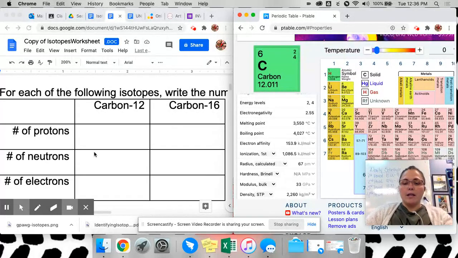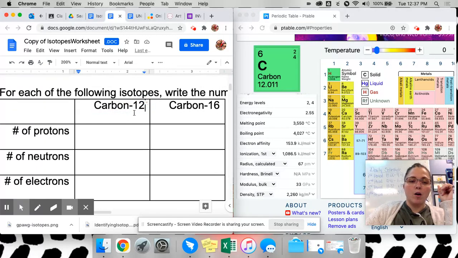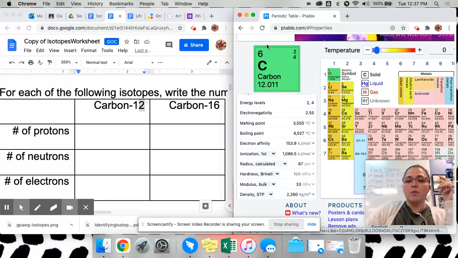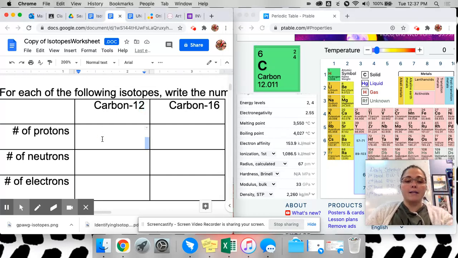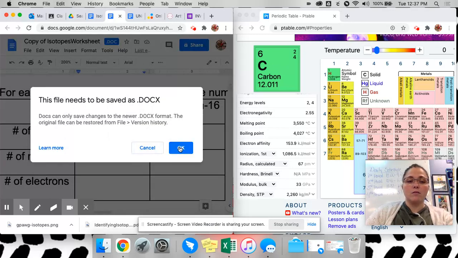When we're calculating protons, neutrons, and electrons for an isotope, we first need to look up that element because we need to know its atomic number. The name carbon-12 means that it is carbon and it has a mass number of 12. Because it is carbon, I can look at the periodic table and see its atomic number, which is the top, little number, that tells me how many protons it has. Its atomic number is 6, so carbon-12 has 6 protons.